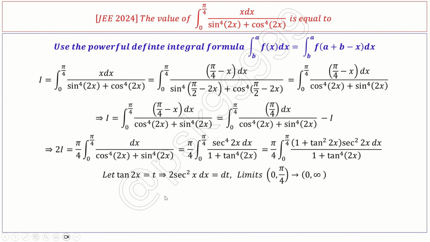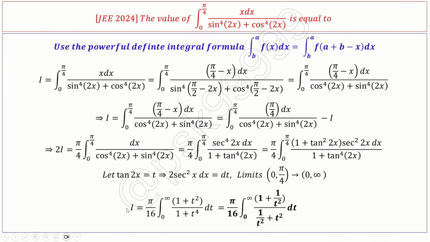Now let's consider tan 2x equal to t, so 2 secant square 2x dx is dt, and the limits will change. 0 to pi by 4 will change to 0 if I take it, t is 0, if I take pi by 4 it is infinity, so 0 to infinity it will become. So my integration is nothing but, 2I equal to pi by 4, right? So I is pi by 8, and then I am getting a 1 by 2 from here, so I'll get pi by 16, integration from 0 to infinity. Numerator will become 1 plus t square divided by 1 plus t to the power of 4 dt.